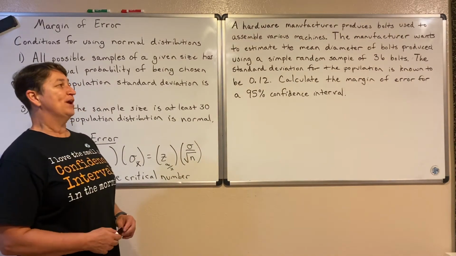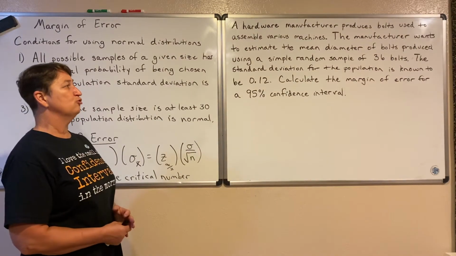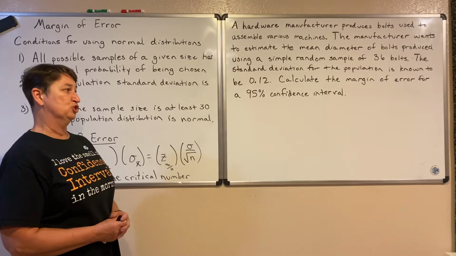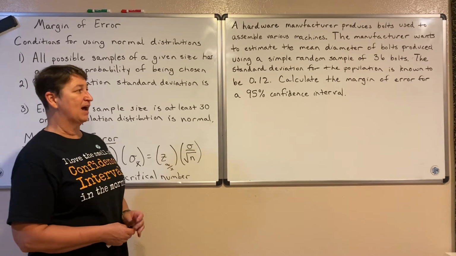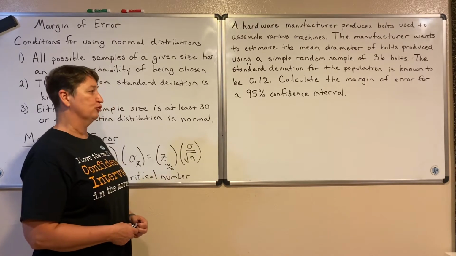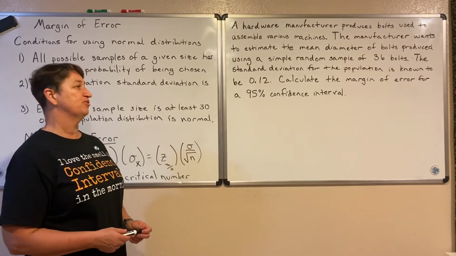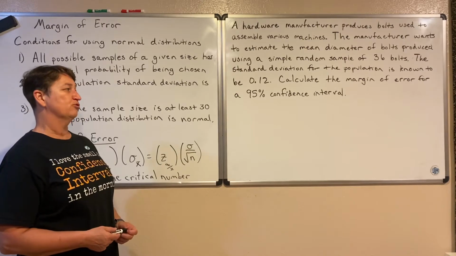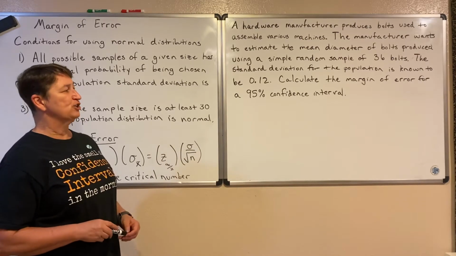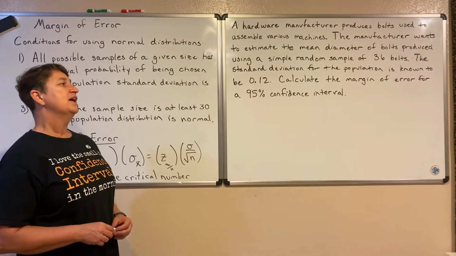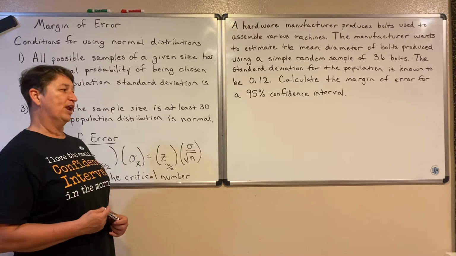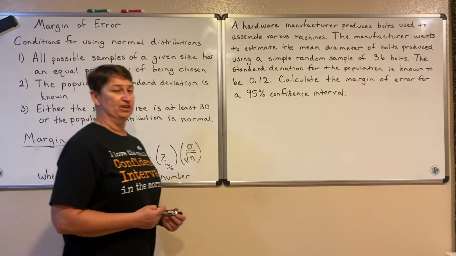A hardware manufacturer produces bolts used to assemble various machines. The manufacturer wants to estimate the mean diameter of bolts produced using a simple random sample of 36 bolts. The standard deviation for the population is known to be 12 hundredths. Calculate the margin of error for a 95% confidence interval.